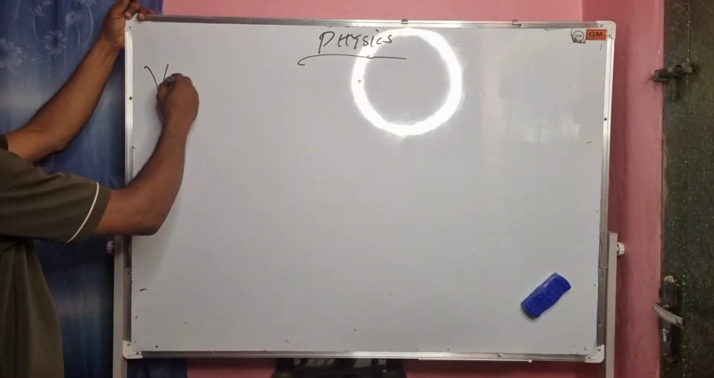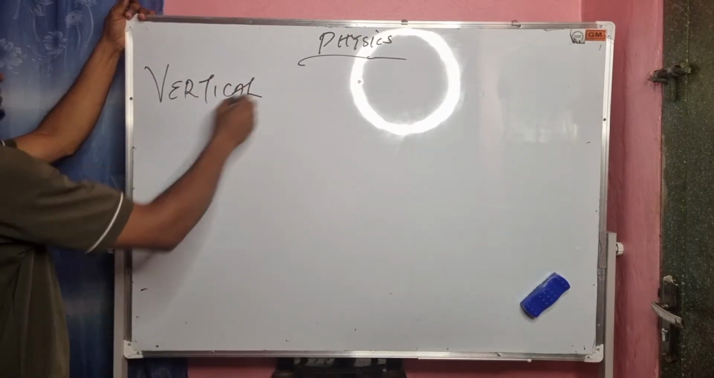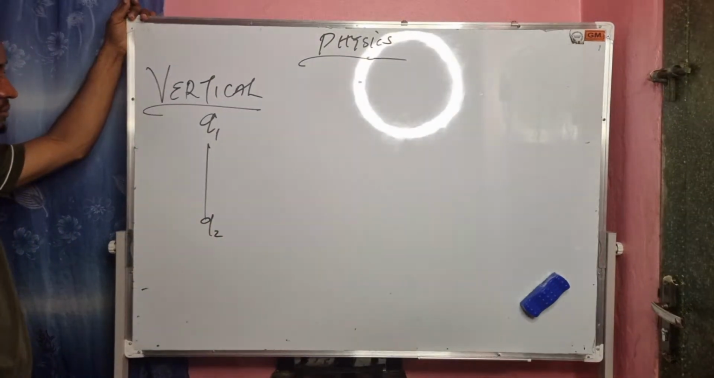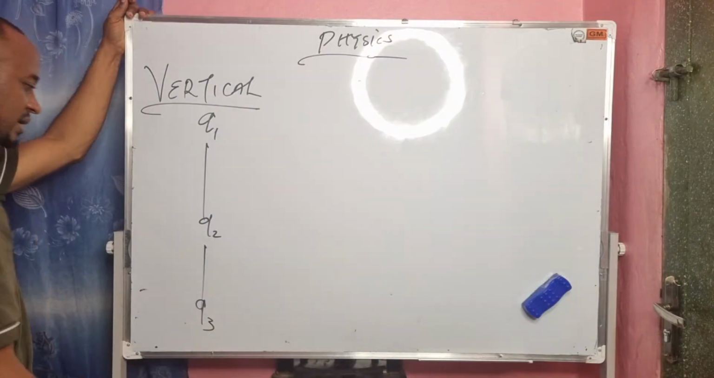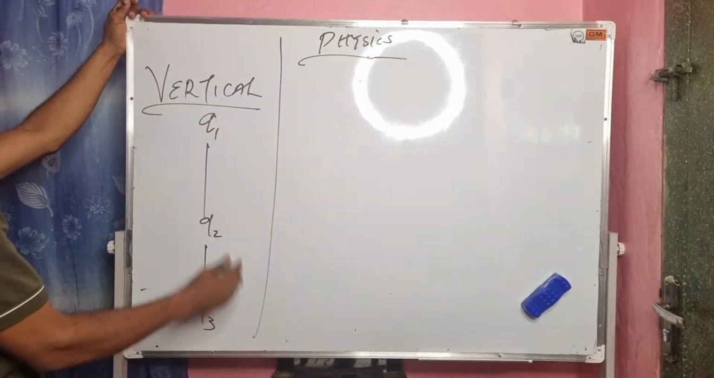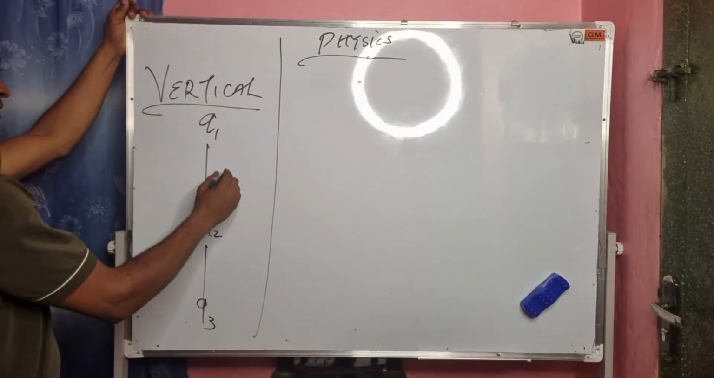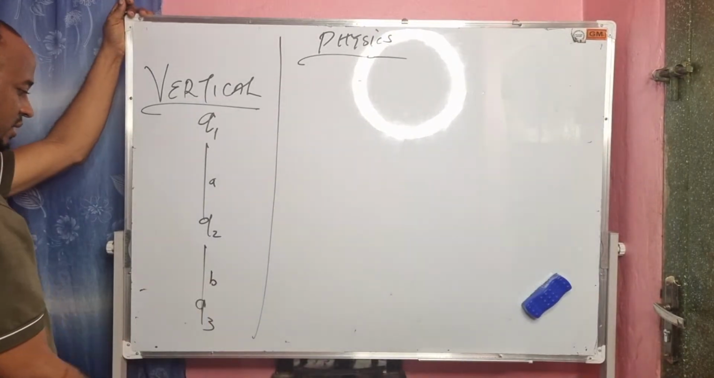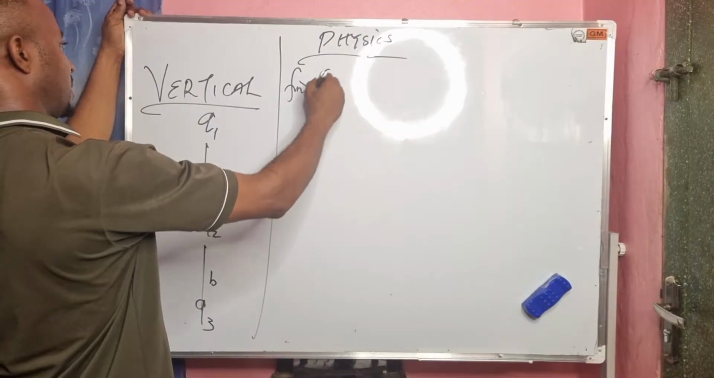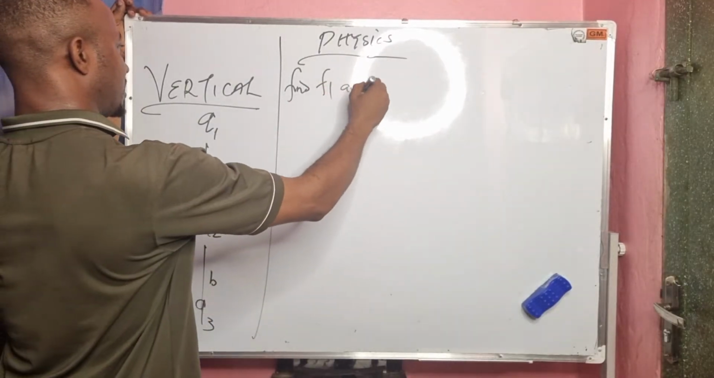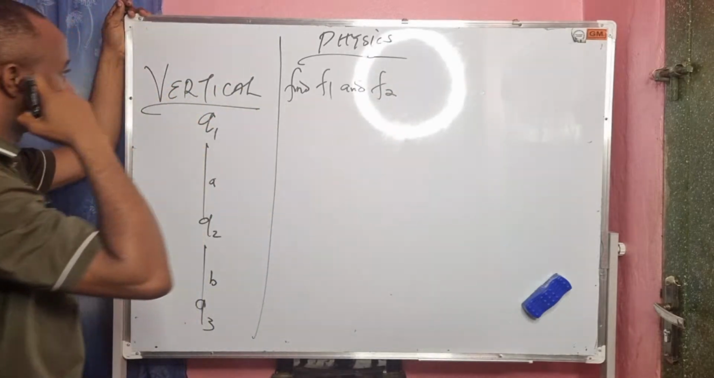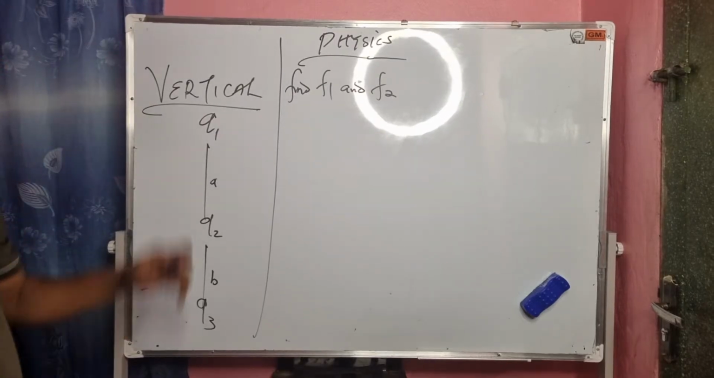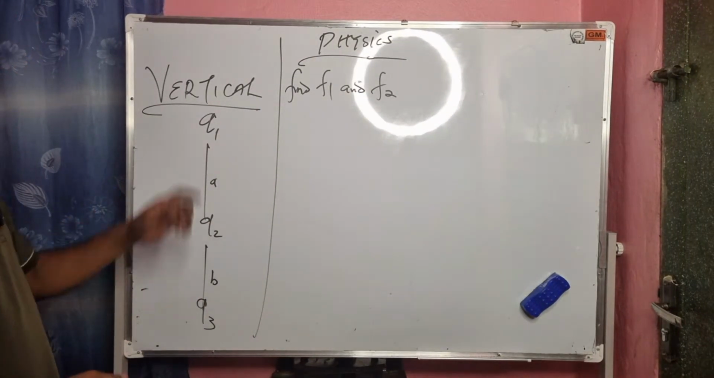Now let's look at vertical. I'm not going deep into this because they are all the same concept. If I have charge 1, charge 2, and let's say charge 3, and the distance between charge 1 and charge 2 is A, and the distance between charge 2 and charge 3 is B, and we have to find F1 and F2. By now you should know what F1 represents. F1 means find the resultant force on charge 1.